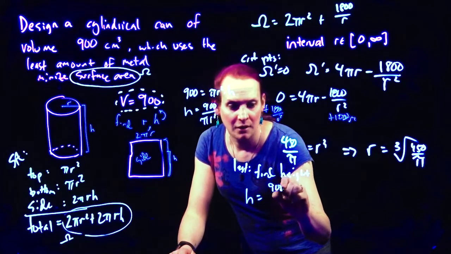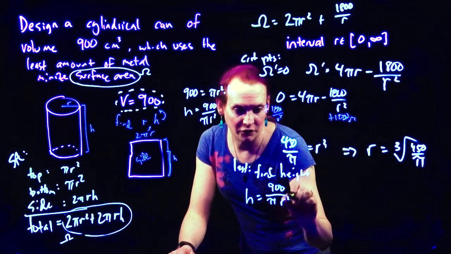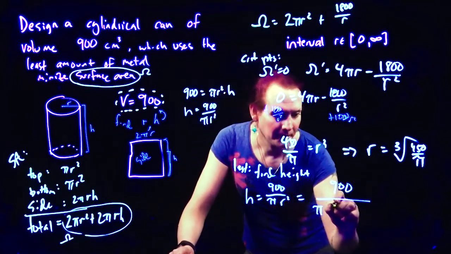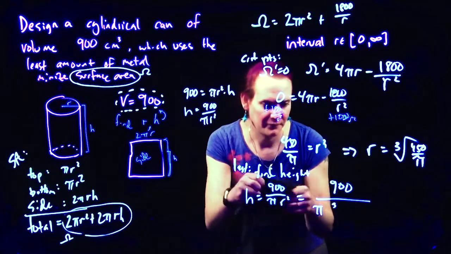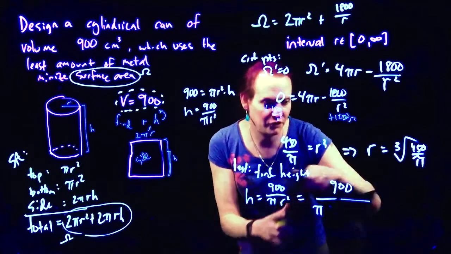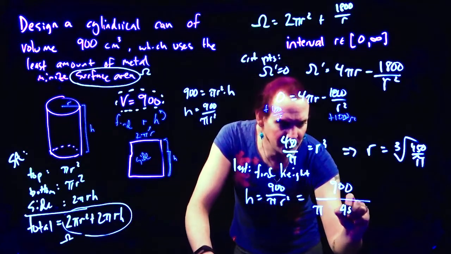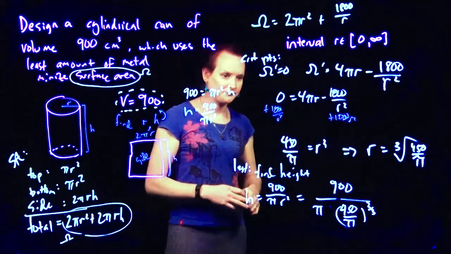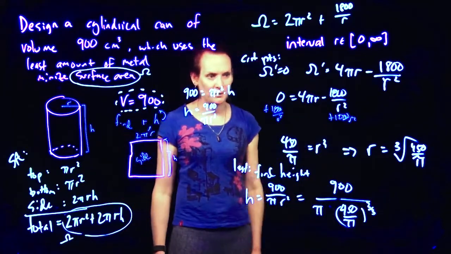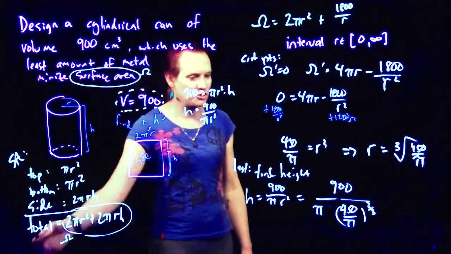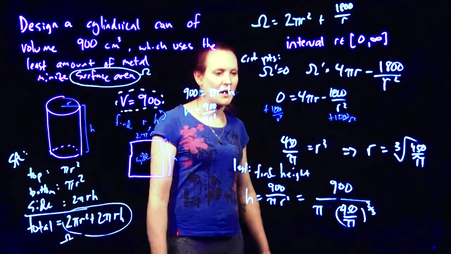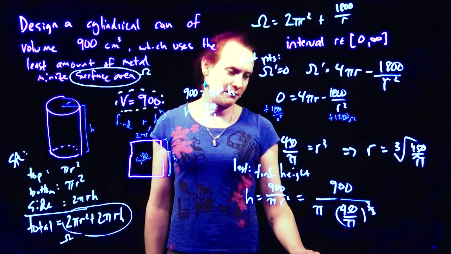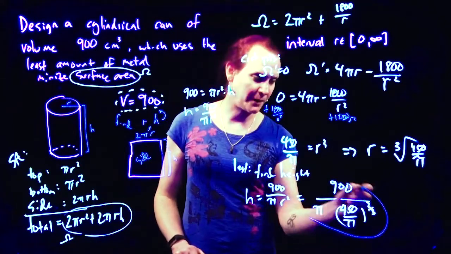So h is equal to 900 over pi r squared, 900 over pi times the cube root of, now I'm not going to write that squared, I'm going to write it to the 2/3 power, 450 over pi to the 2/3. And that's a number, which I could mash into my calculator if I really wanted, and which I could make effort to simplify if I really wanted. Probably I should deal with these pi's, and I'm not going to, because I would probably just mash this into my calculator.